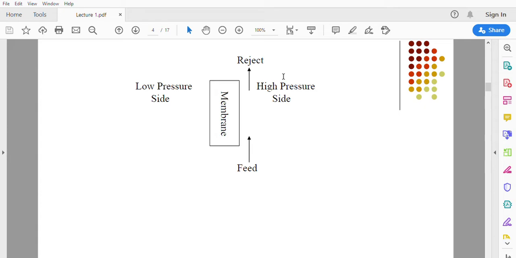Here the molecule diffuses across the membrane due to the difference in partial pressure of that species across the membrane. So we use high pressure at the feed side and low pressure at the permeate side. Due to the pressure difference, molecules will diffuse out through the membrane. The feed enters from here, and the molecules will selectively diffuse across the membrane. Then you will get the rejected stream from here and the product stream at the lower pressure side.